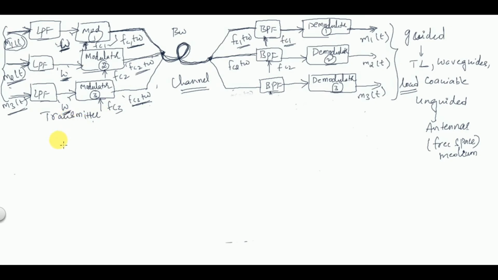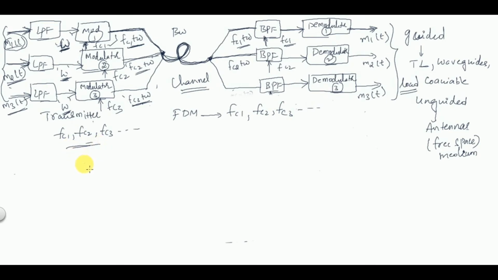Next, the proper selection of the carrier frequencies is very important: FC1, FC2, FC3. The entire frequency division multiplexing concept depends on carrier division only. We are dividing the carrier so that message signals of the same form are differentiated by differentiating the carrier frequencies. That is why proper selection of these carrier frequencies is most important.